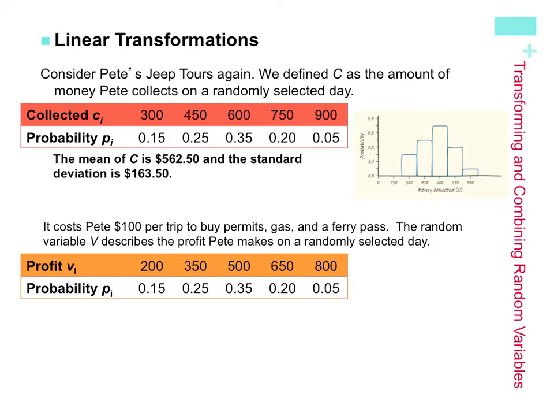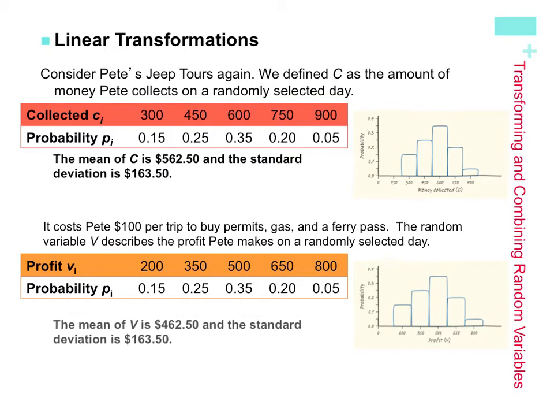Okay, so now we have to take a look at what it does to our shape. Well, our shape doesn't change, okay? Our shape is still the same, so our shape never changes regardless of if we multiply, divide, add, or subtract. Shape always stays the same. But your mean and your standard deviation are going to change, okay?